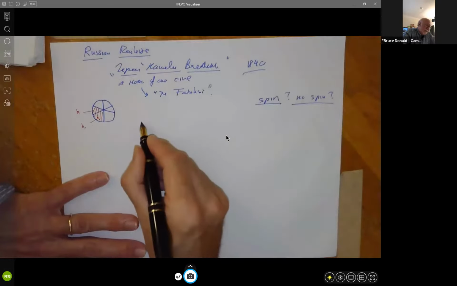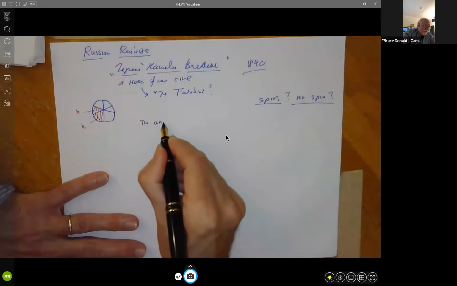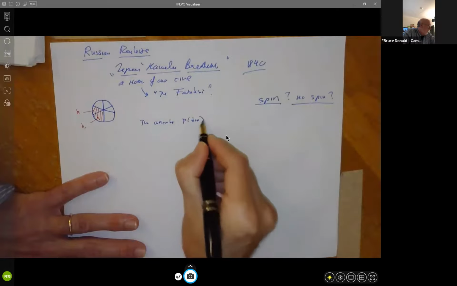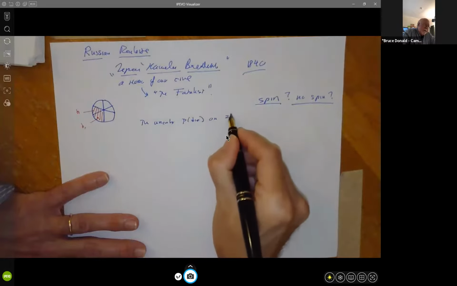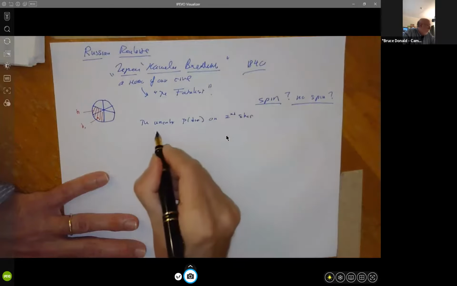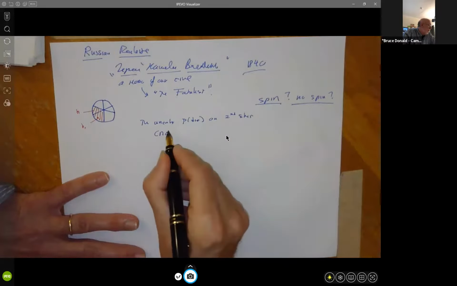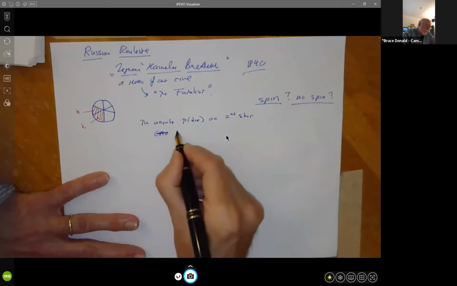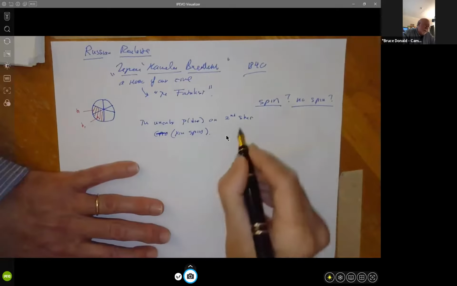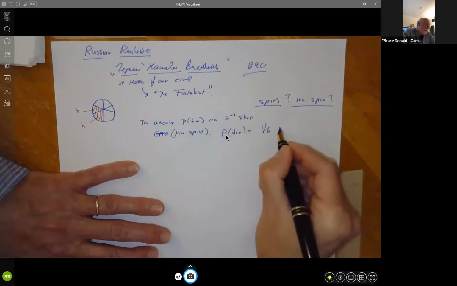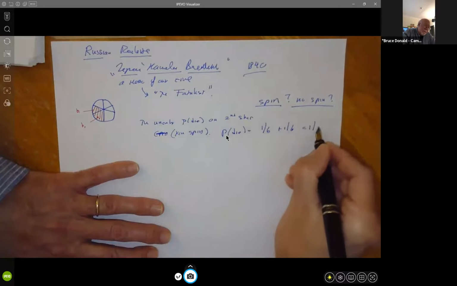So I'll write it out like this. The unconditional probability of dying on the second shot, basically, if you spin both times, is equal to the following. Probability of dying is equal to 1/6 plus 1/6, which is equal to 1/3.